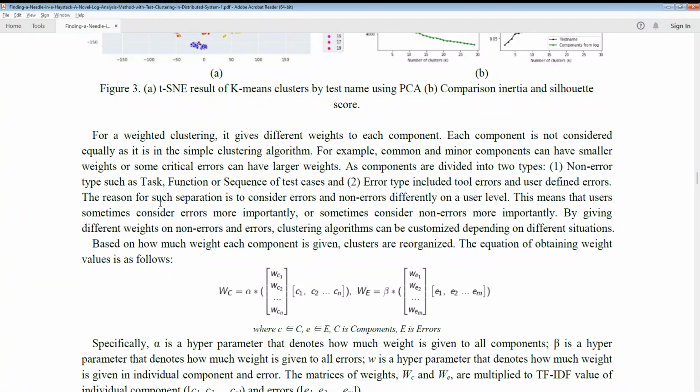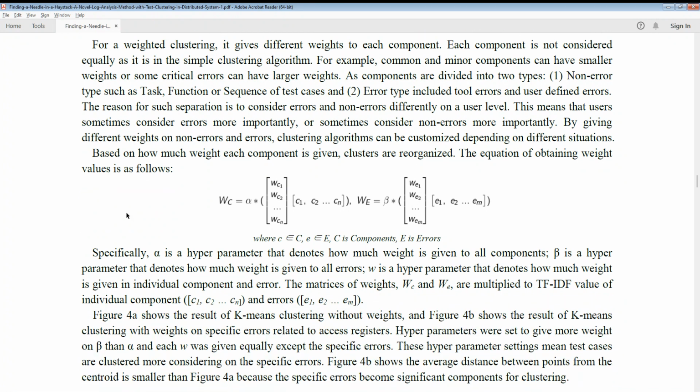The reason for such a separation is to consider errors and non-errors differently on a user level. This means that users sometimes consider errors more important, or sometimes consider non-errors more important. By giving different weights to non-errors and errors, clustering algorithms can be customized depending on different situations. Based on how much weight each component is given, clusters are reorganized. The equation for obtaining the weight value is as follows.